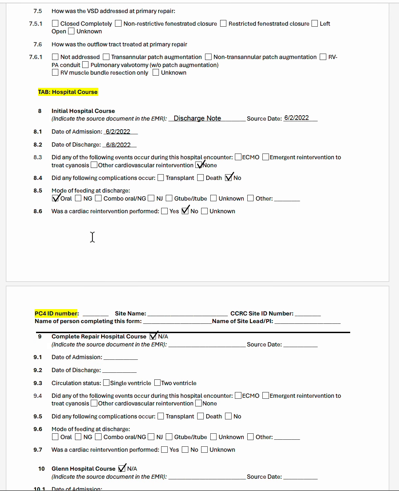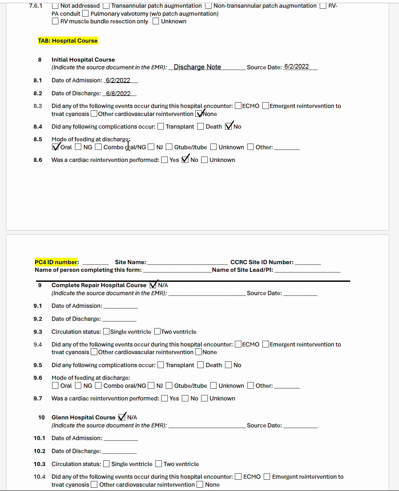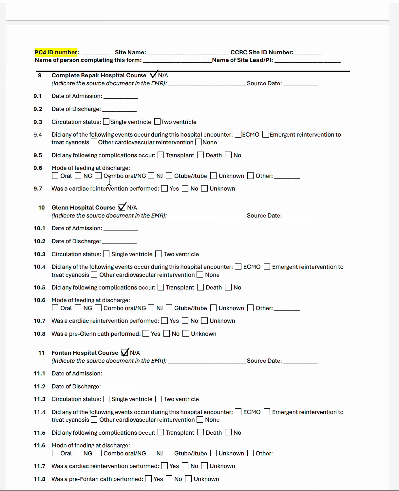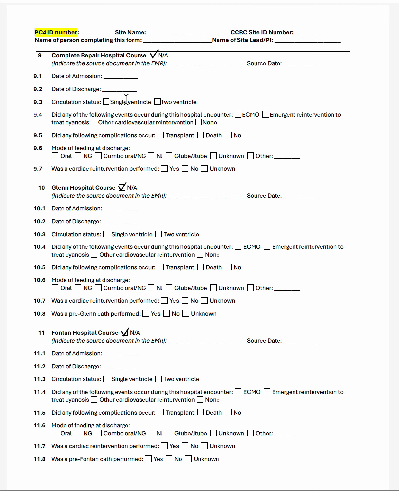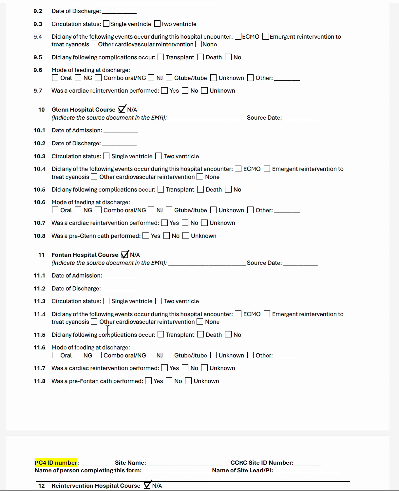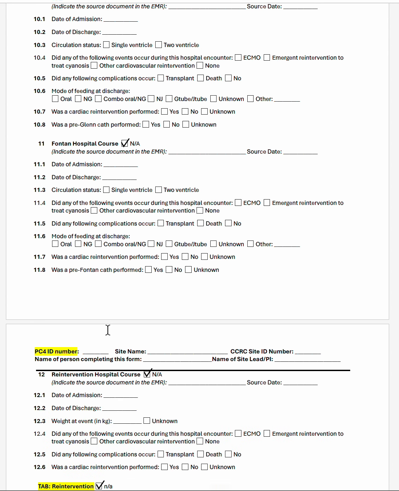Then we're going to go to the hospital course. You'll indicate where you got that from and the date of admission, the date of discharge. Any of these events that occur during the hospital encounter, any complications, mode of feeding at discharge, and if there's a reintervention performed. If your subject comes back for a complete repair hospital course, you can fill this out. If he or she has a Glenn or a Fontan, you'd fill out this.